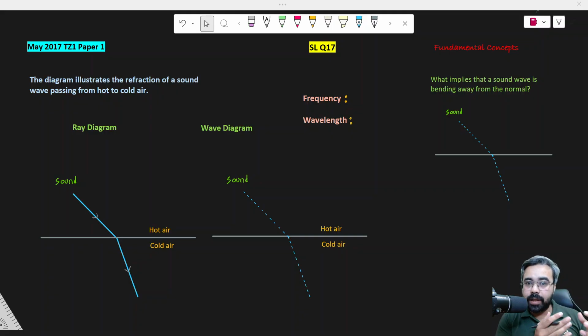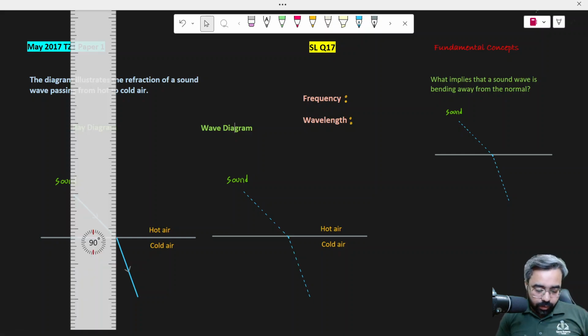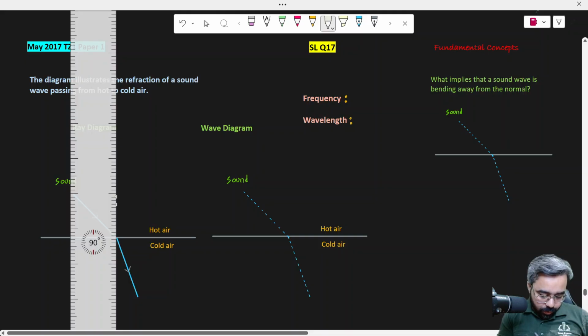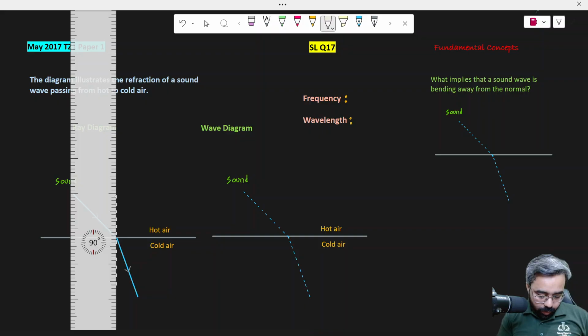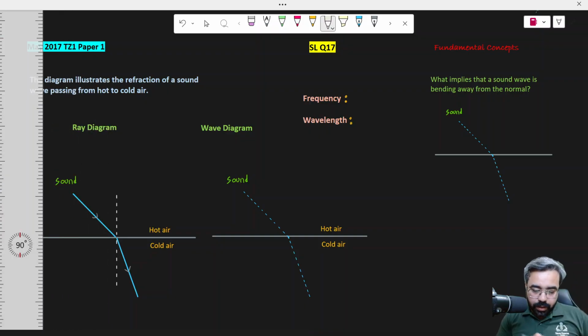And what is the meaning of that? What happens when sound bends away or towards? For this, I need to show you the normal line, the vertical line at the point where the sound is incident. For this purpose, I am going to show you this dotted line, which is made at 90 degrees. And we see that this sound is clearly bending towards the normal. Now this is the angle of incidence and this is the angle of refraction. So the angle of refraction is less than the angle of incidence.